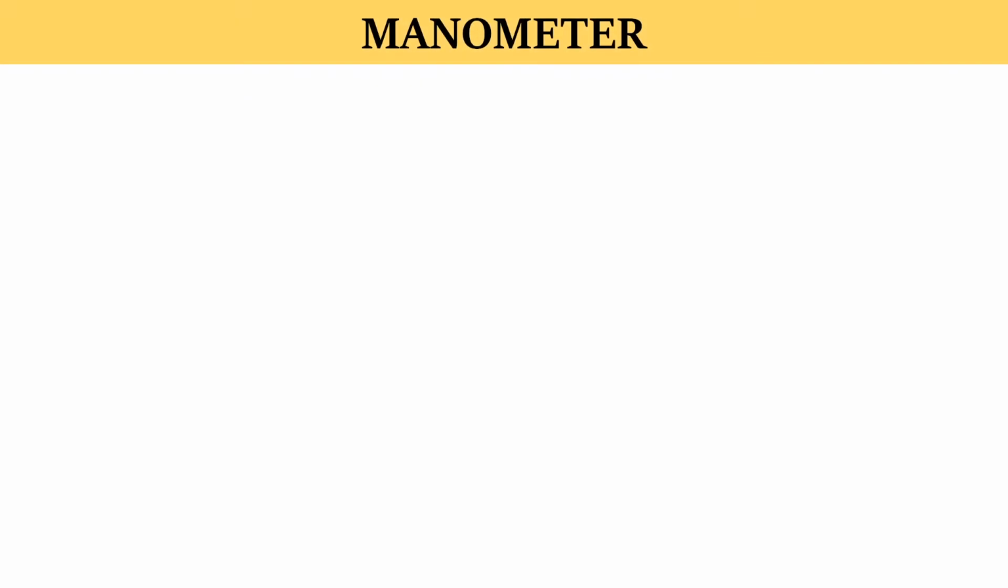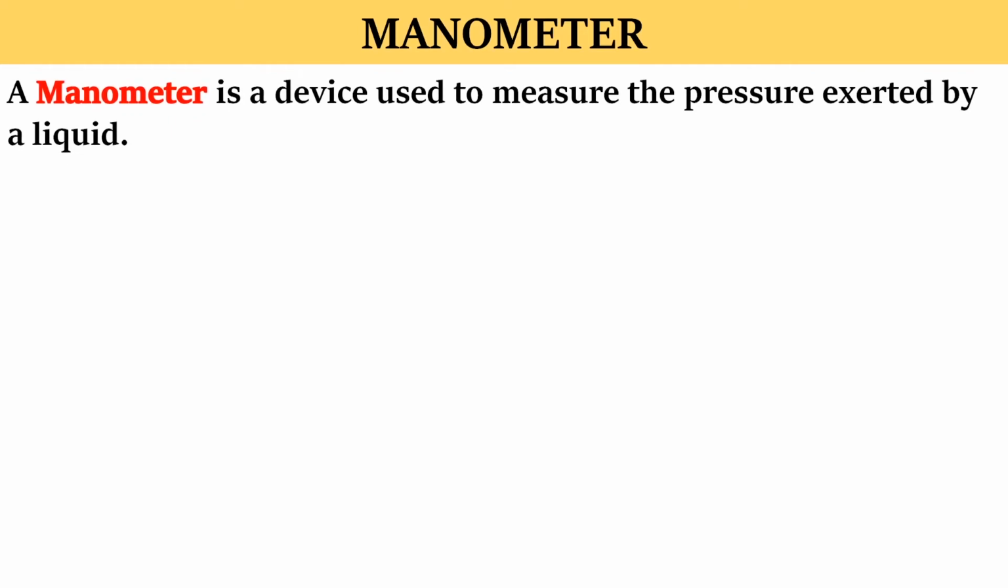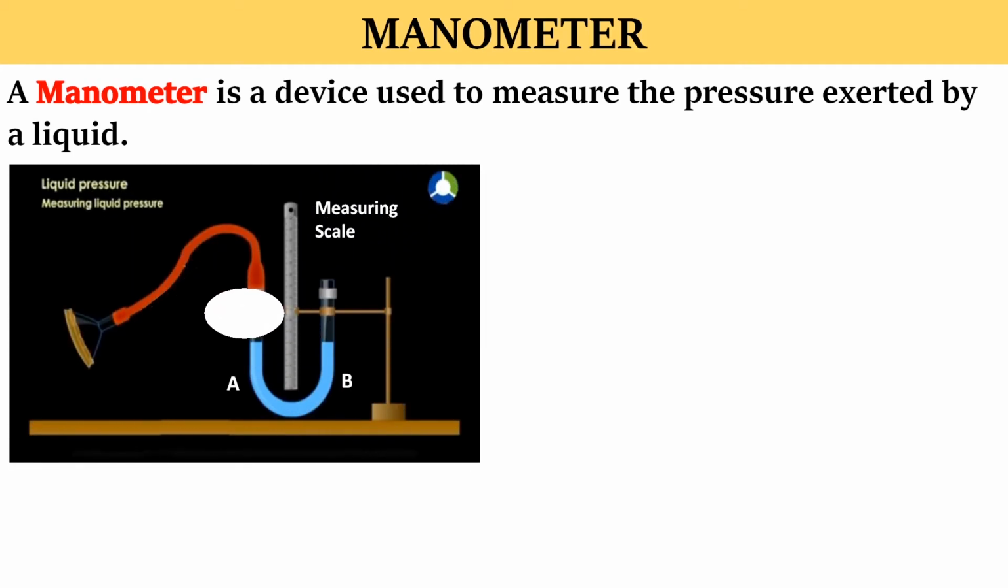Next, we have a manometer. What exactly is a manometer? A manometer is a device used to measure the pressure exerted by a liquid. So here we have the figure. It is constructed by fixing a U-shaped glass tube open at both ends to a wooden board with a scale as shown in the figure.